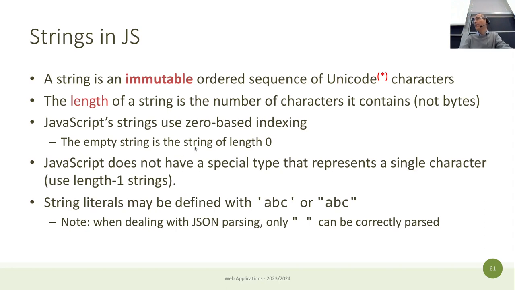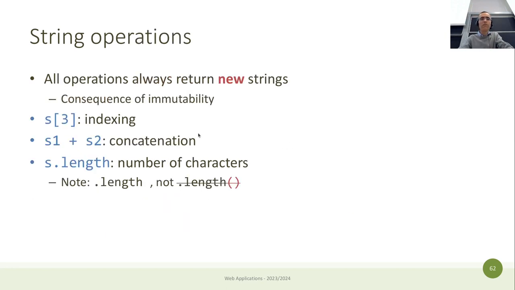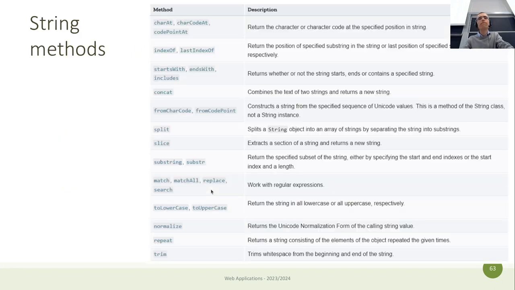Empty strings exist. We already saw them, okay? They evaluate to false, okay? Falsy. You can access single characters. You can concatenate with plus. Okay, you have the length, which is a property, not a function. And there are plenty of methods to work on strings, similarly to arrays, but like charAt, and so on. This kind of stuff is more specific to strings.